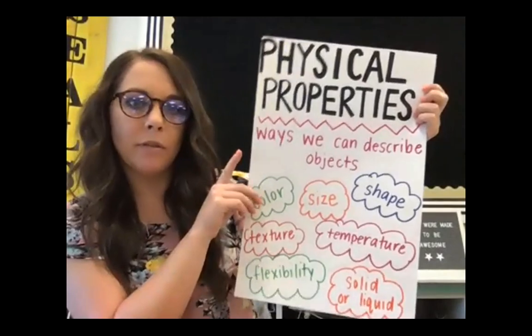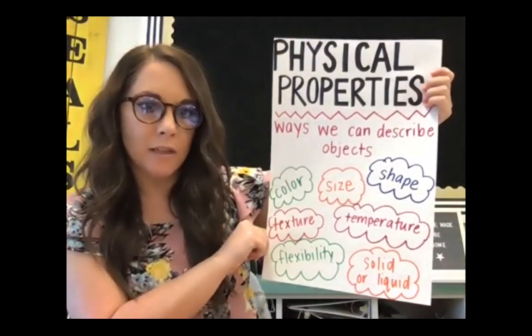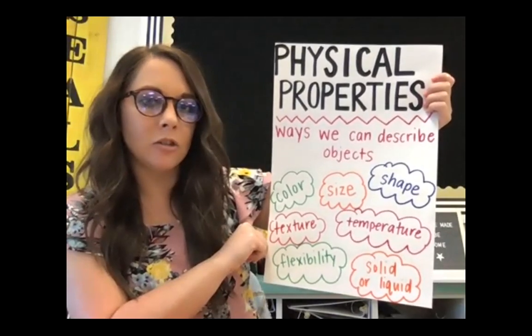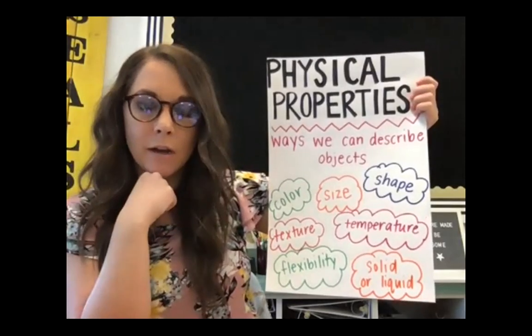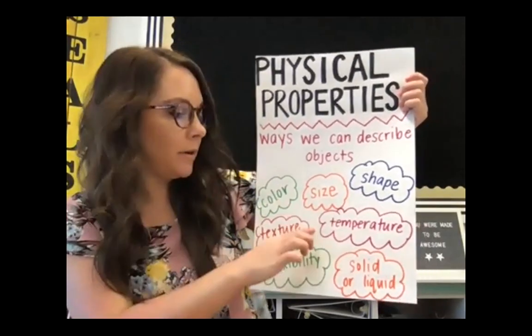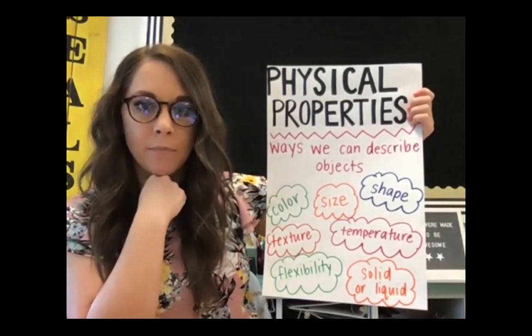Hopefully you remember that these are ways we can describe objects such as color, size, shape, texture, temperature, all of those things. Last week we talked about the physical property of temperature, which remember means how hot or cold something is. Today we're going to be talking about another physical property, which is the ability to sink or float. And I'll explain more about that in just a second.